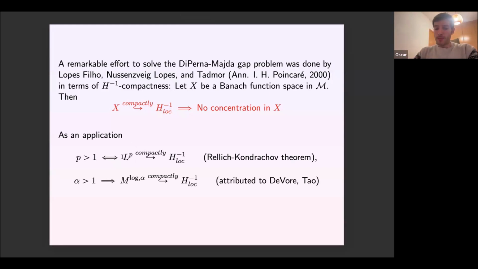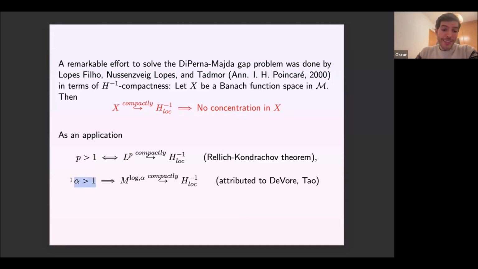So, because L^p is compactly embedded into H^-1 if p is larger than 1, recall that we are working in the 2D setting. This is nothing else than the dual statement of the Rellich-Kondrachov theorem. And working now with Morrey regularity, one can show that this Morrey space is compactly embedded into H^-1, provided that alpha is strictly larger than 1. And in this paper, the authors attribute this result to Bohr and Tao independently.